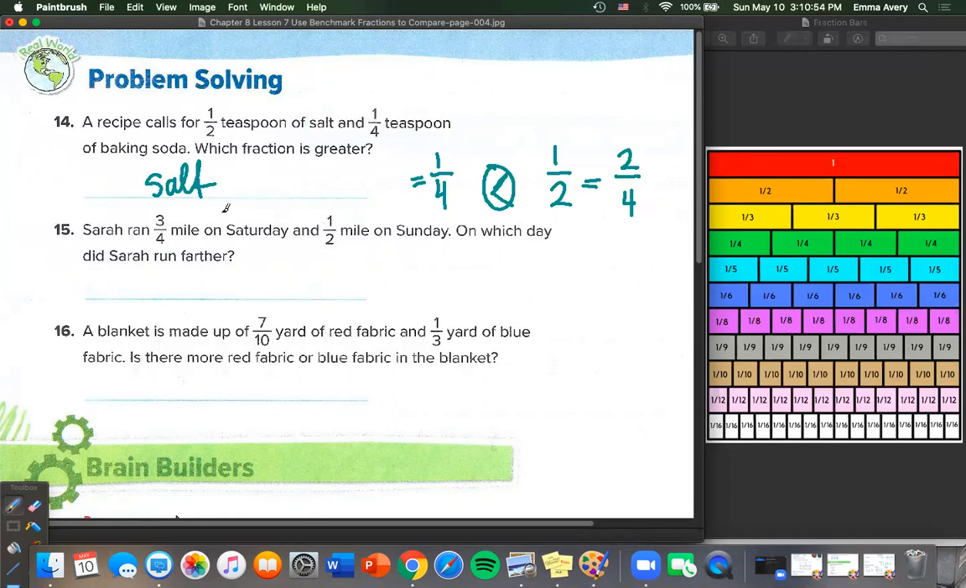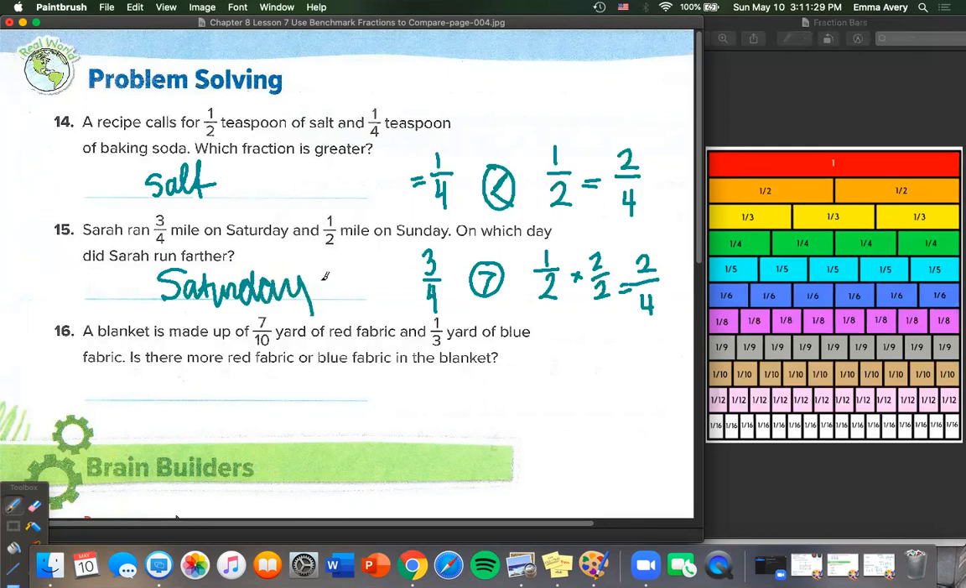Sarah ran 3/4 a mile on Saturday and 1/2 mile on Sunday. On which day did Sarah run farther? Well, so we have 3/4 and 1/2. We could use our chart over here and see that 1/2 is equal to 2/4. So 3/4 is greater. We could also multiply each side by 2 and get 2/4. And we can also see that 3/4 is greater than 2/4. So that means on Saturday, she ran further.